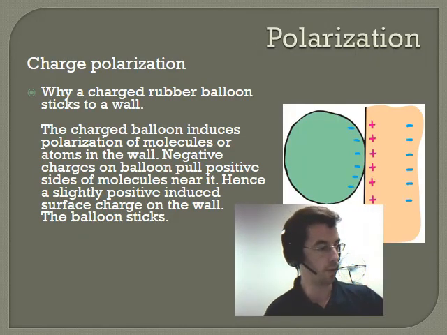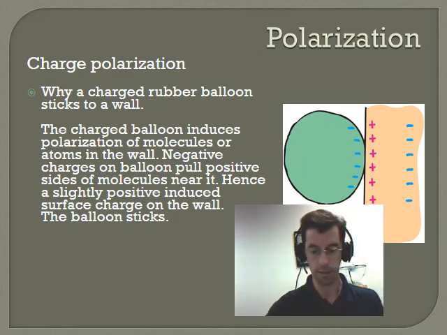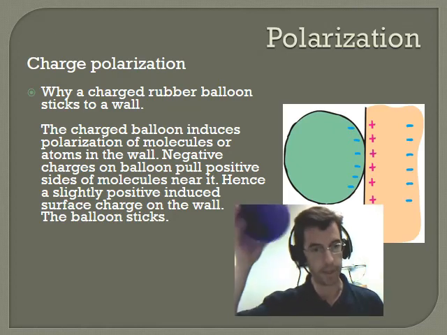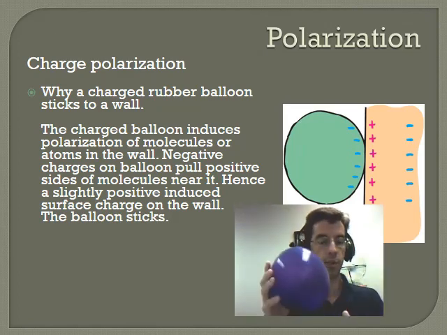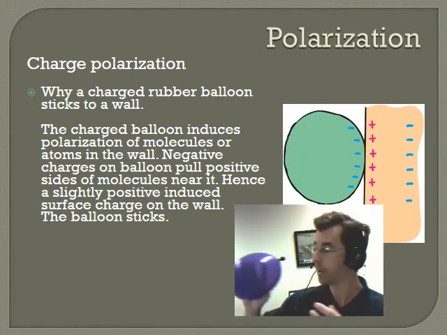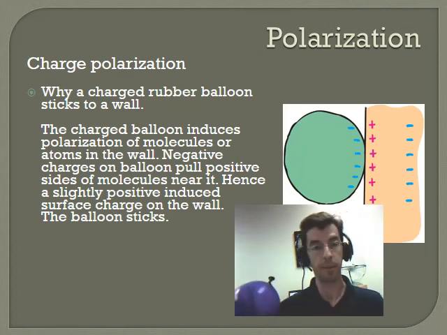Okay, so you've already seen me stick a balloon to my head, and I'm going to use the same balloon. This time I'm going to rub the balloon on my hair, again getting electrons off my hair onto the balloon. So I'm going to turn this neutral balloon into a negatively charged balloon. Then I'm going to take it back to that wall back there, and I'm going to bring the balloon close to the wall.